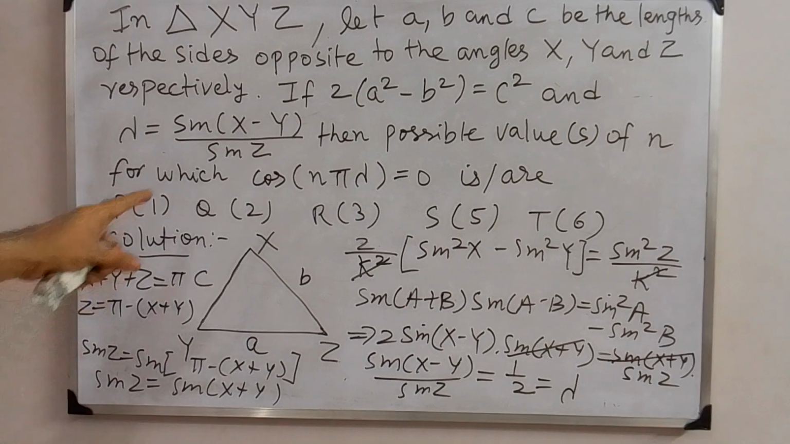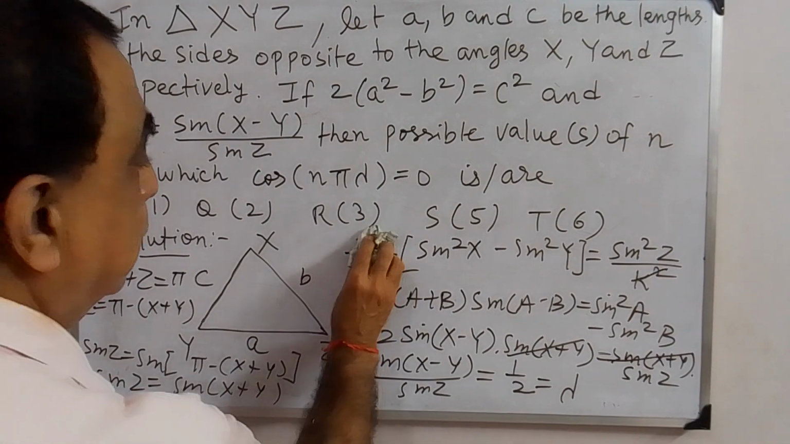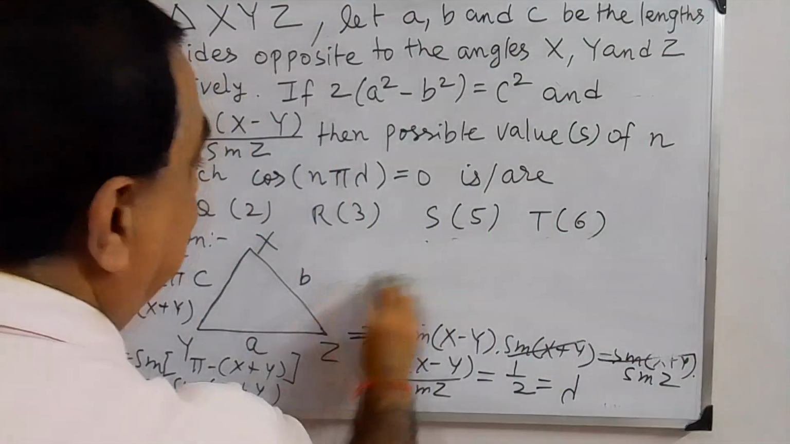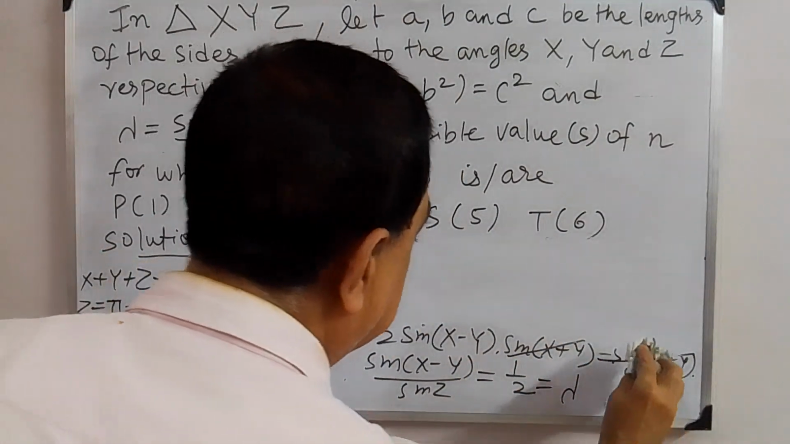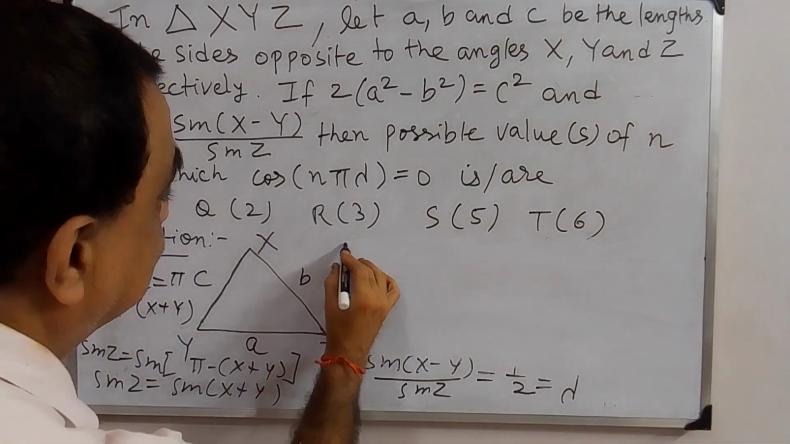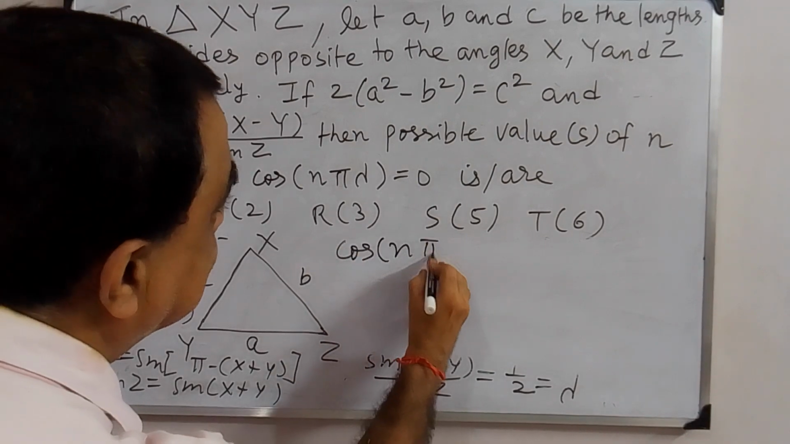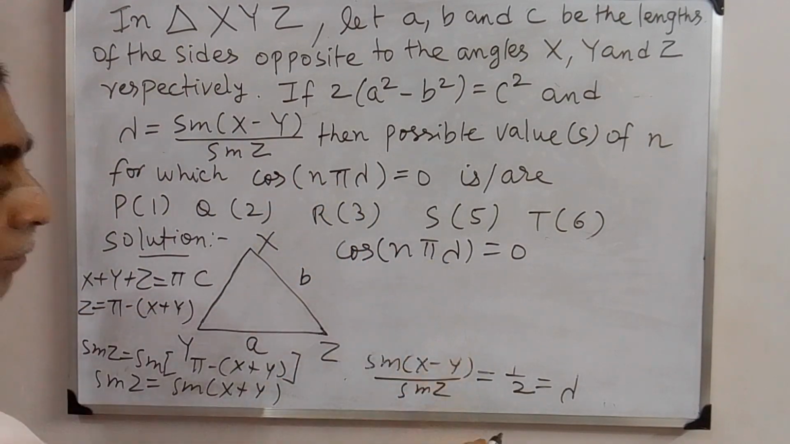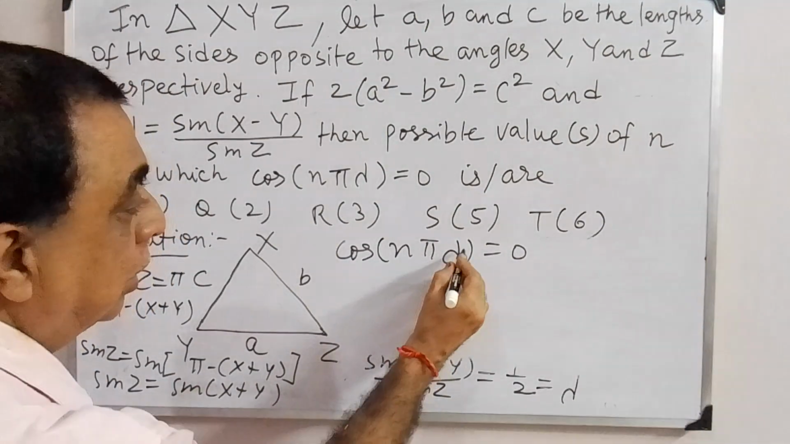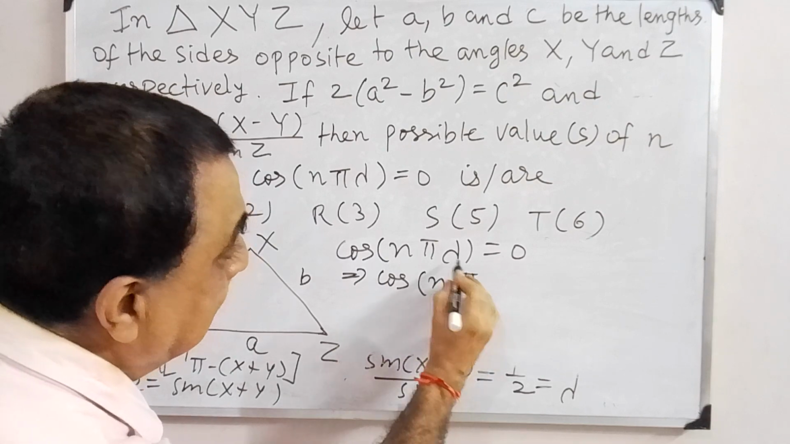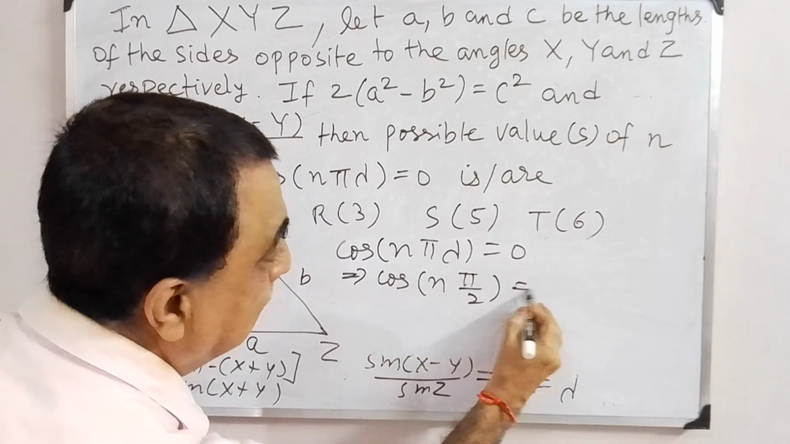Now we will substitute the value of lambda in the equation which was given to us. Substitute the value of lambda, half. We were told that cos(n pi lambda) is equal to 0, and we have to find the possible values of n. The lambda value we have got is half. So cos(n pi into half), which is n pi by 2, is equal to 0.